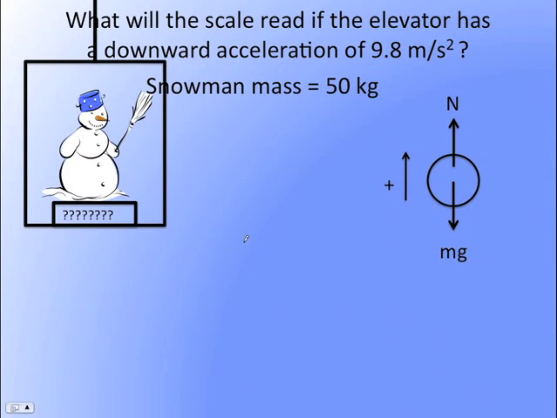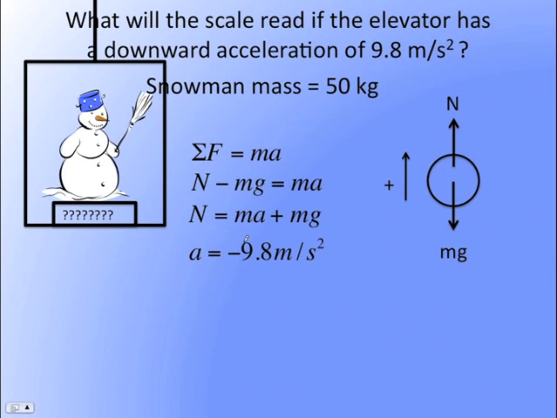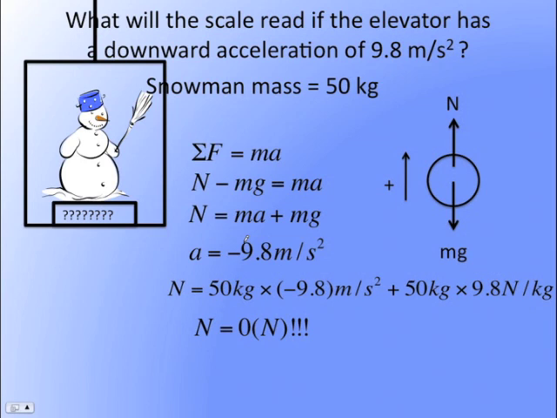Well, let's do something crazy here. What about an elevator that accelerates downward at 9.8 meters per second per second? What will the scale read now? Well, we go through the same process. Sum of the forces equal ma after we draw our free body diagram. Normal force minus the weight equals ma. Normal force equals ma plus mg. And the acceleration is negative 9.8 since it's downward and we're keeping up positive. And so you can see it's going to come out to 0. So the scale won't read anything.